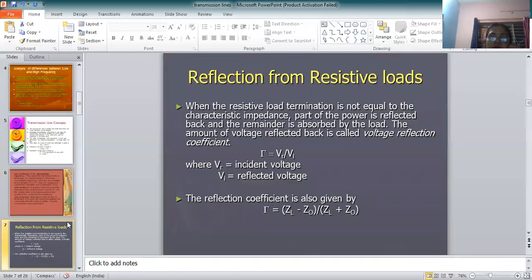Now the reflection from resistive loads. When the resistive load termination is not equal to the characteristic impedance, part of the power is reflected back and the remainder is absorbed by the load. The amount of the voltage reflected back is called the voltage reflection coefficient, and it is given by VR upon VI, where VR is the reflected voltage and VI is the incident voltage. The reflection coefficient is also given by the formula ZL minus Z naught upon ZL plus Z naught.